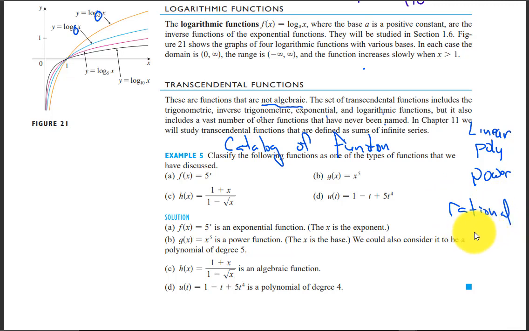and what else? Then we talked about algebraic, and then finally transcendental. Maybe I left out something. I left out two: exponential and logarithmic, and then transcendental. Okay, so anyway, those are the functions that we talked about.